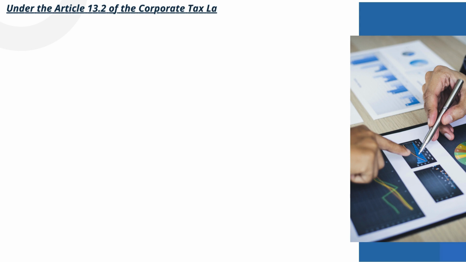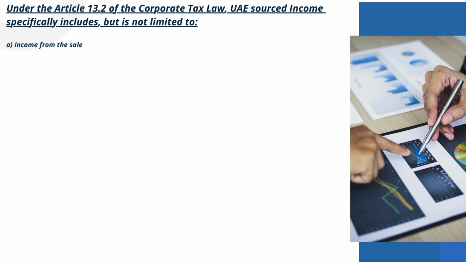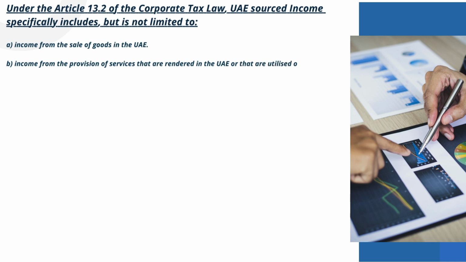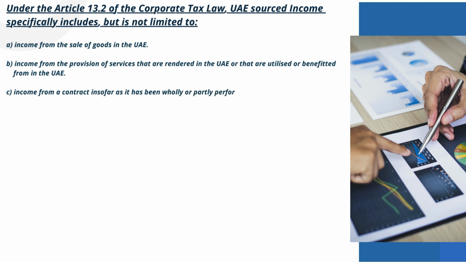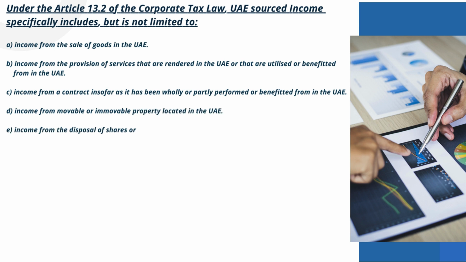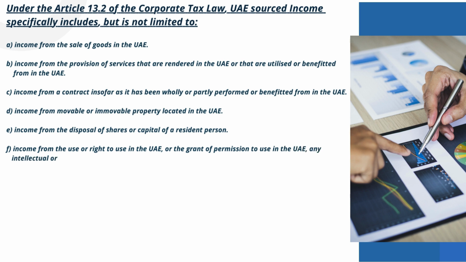Under Article 13.2 of the Corporate Tax Law, UAE-sourced income specifically includes, but is not limited to, income from the sale of goods in the UAE, income from the provision of services that are rendered in the UAE or that are utilized or benefited from in the UAE, income from a contract insofar as it has been wholly or partly performed or benefited from in the UAE, income from movable or immovable property located in the UAE, income from the disposal of shares or capital of a resident person, income from the use or right to use in the UAE or the grant of permission to use in the UAE any intellectual or intangible property, interest that meets any of the following conditions.